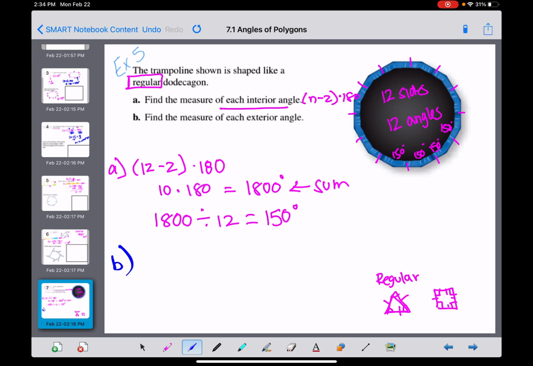Part B, find each exterior angle. So we know that all exterior angles add up to 360 degrees, and there's 12 angles. So I'm going to take 360 degrees and divide it by 12. 360 divided by 12 is 30 degrees, which makes sense because if I were to extend this side, I know this interior angle is 150, so the exterior angle has to be 30 because the sum is 180 of a straight line.